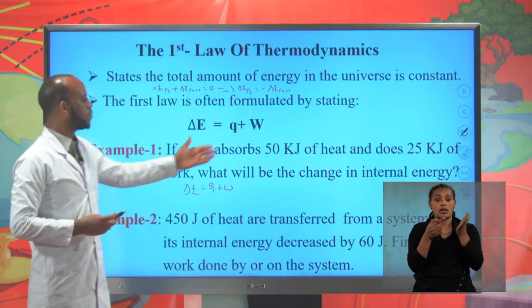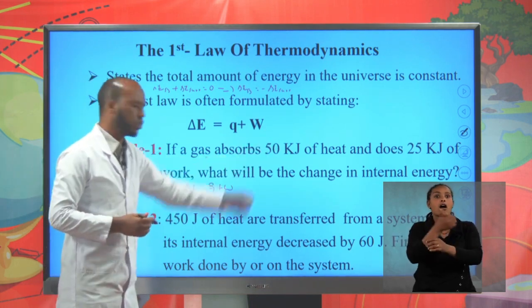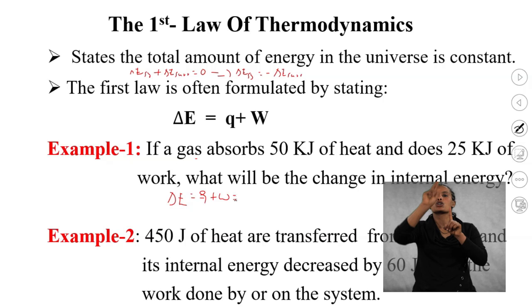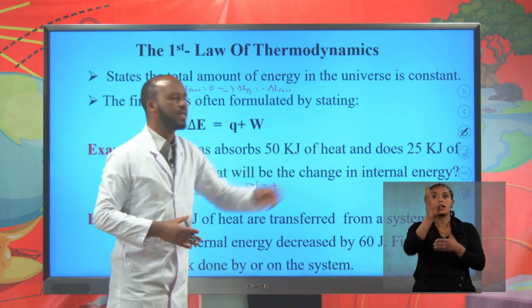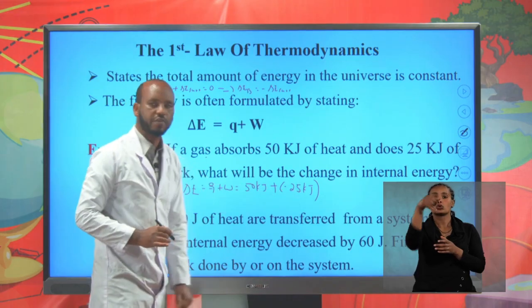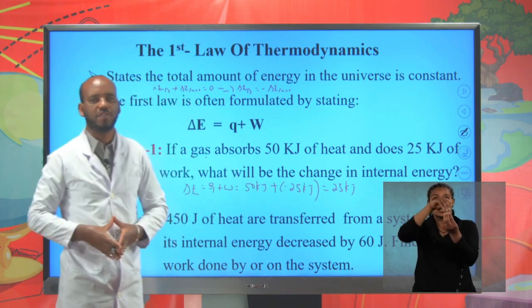Here, a gas absorbs 50 kilojoule of heat. The system gains energy as heat. The sign of Q is positive, plus 50 kilojoule. And the system loses energy as work. Therefore, W is minus 25 kilojoule. 50 kilojoule minus 25 kilojoule equals 25 kilojoule. Internal energy of the system increased by 25 kilojoule.